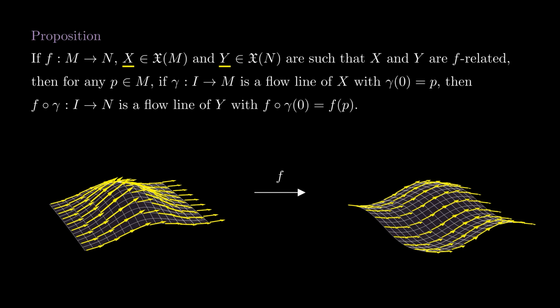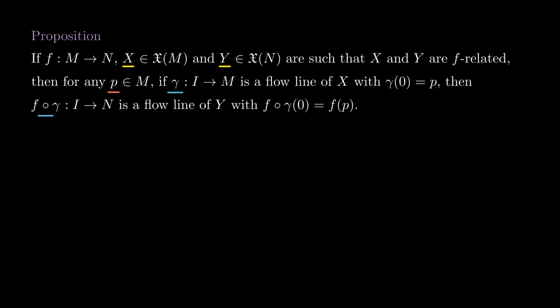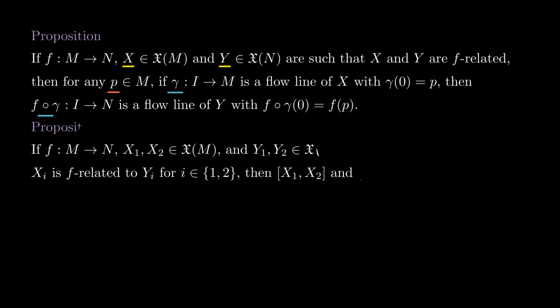F-related vector fields behave well with respect to flow lines and Lie brackets. If we have a smooth function f from M to N and two vector fields x and y that are f-related, then for any point P in M and any flow line gamma with initial condition P, the composition f composed with gamma is going to be a flow line of y with initial condition f of P. Also, if we have two pairs of vector fields x1, x2 and y1, y2 that are f-related, then their Lie brackets are going to be f-related as well.